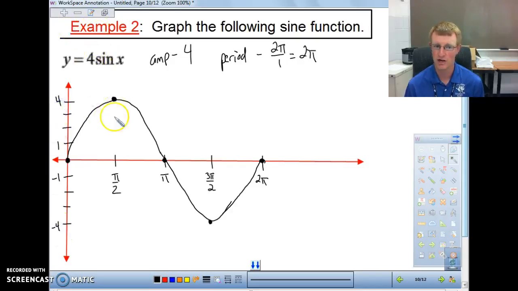So that's how you change a graph for the amplitude. But as you notice, the same thing is done. We're breaking it up into 4 equal parts based on what our period is, and then we just go up to our amplitude and down back to 0, down to our negative amplitude, and then back to 0. So those ones should be pretty easy when the period doesn't change.